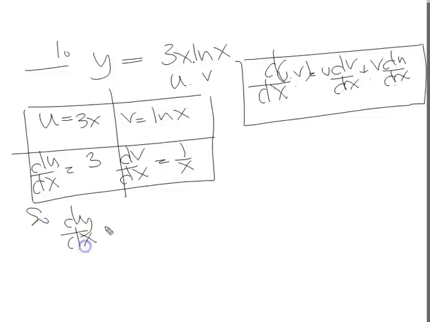So then, dy/dx equals u dv/dx. Notice I drew a line. It minimizes the likelihood of me making a mistake because I can visually see what to write down. So u times dv/dx is 3x times 1 over x. Yeah? Plus v du/dx. So there's the other line. And it's 3 times, so you can write that as log x times 3.